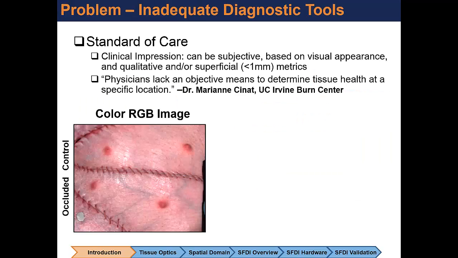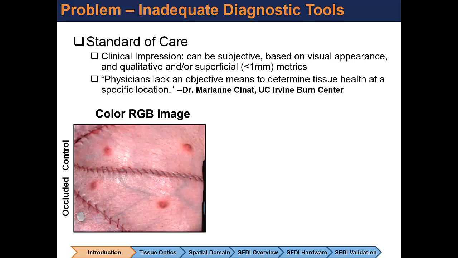So the standard of care is often clinical impression, and Marianne Sinet, a burn collaborator of ours a few years ago, said physicians still lack an objective means to determine tissue health at a specific location. Here's an example. We created a simulation of a wound that would happen during surgery. Venous congestion can happen when a breast cancer patient has a tumor removed and then their breast is reconstructed. The surgeon rewires blood vessels and wants to know at the end of surgery, is everything okay?